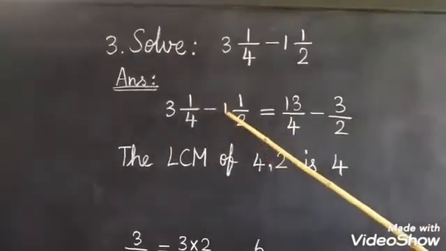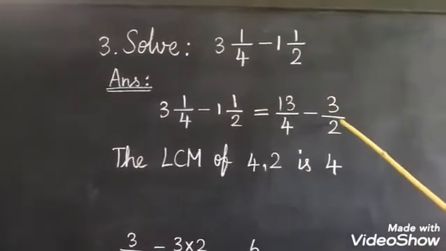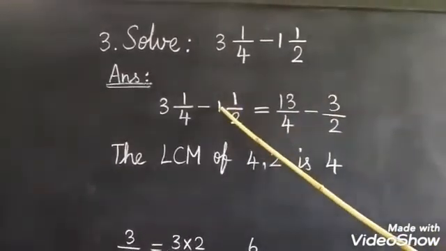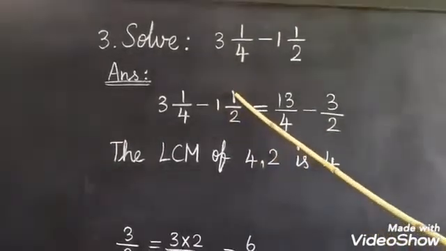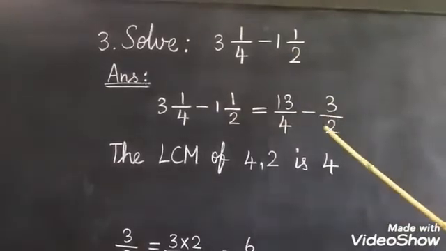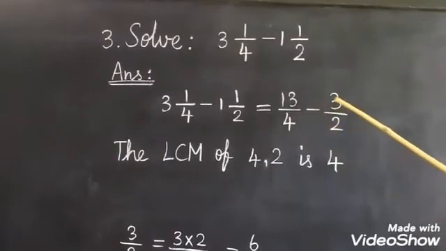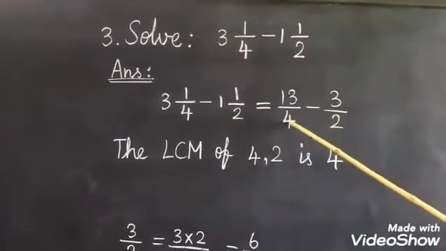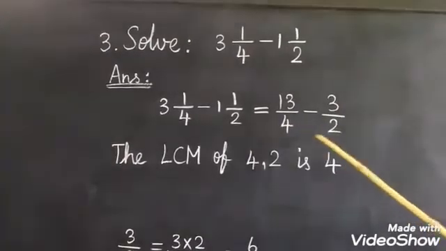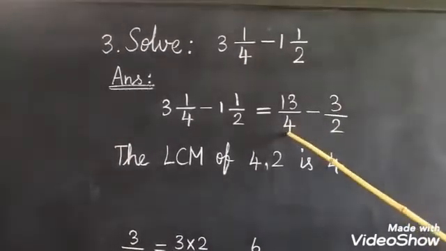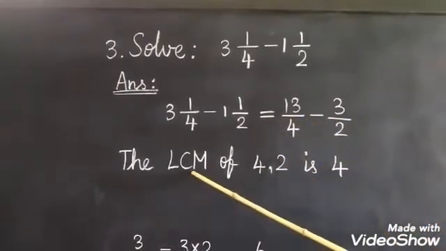Then 1 1 by 2 also we want to change into an improper fraction. Whole number into denominator: 1 into 2 is 2. 2 plus 1 is 3. 3 by 2 now we get. So 13 by 4 minus 3 by 2. See these two fractions. Both are unlike fractions, so we have to change them into like fractions. For that we have to take the LCM.